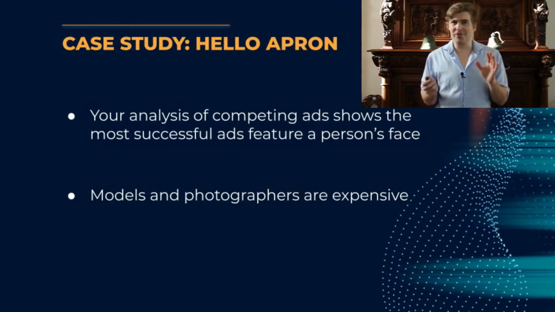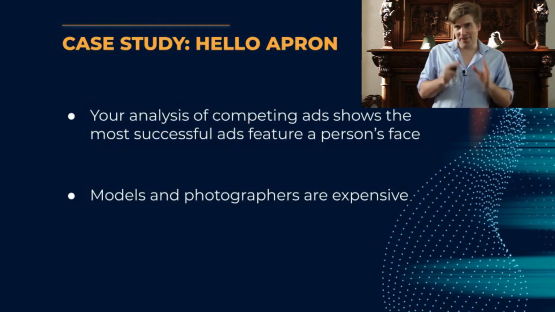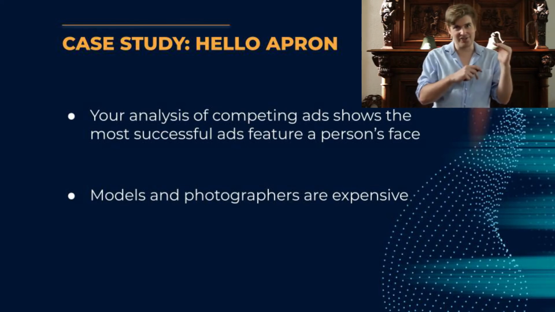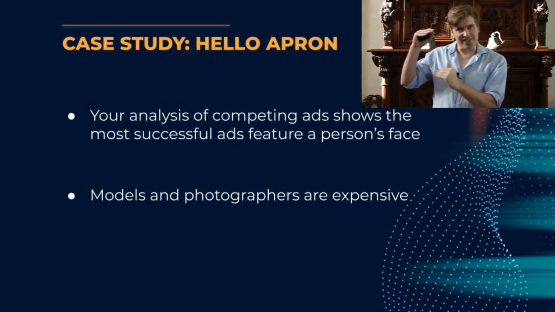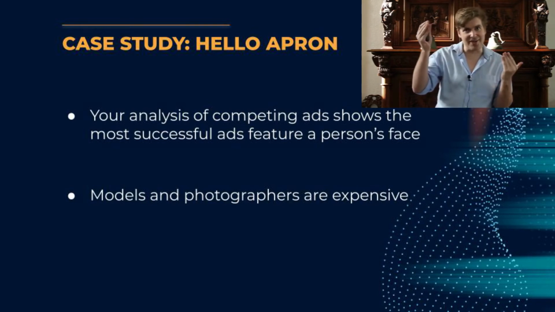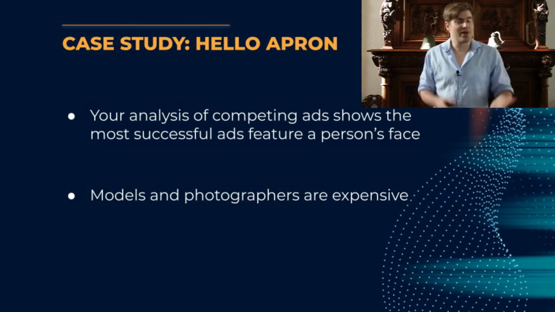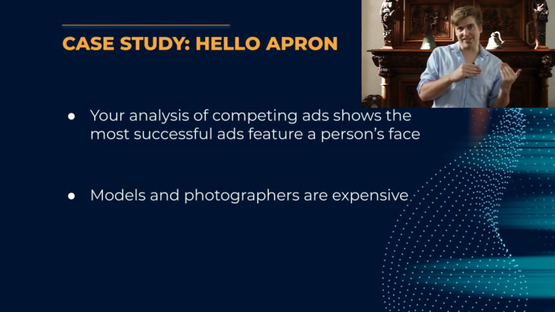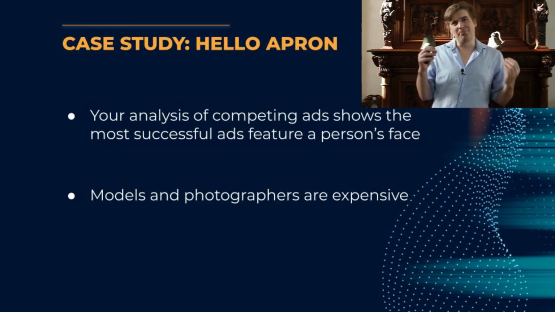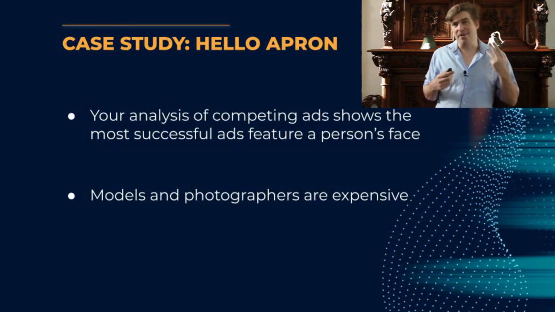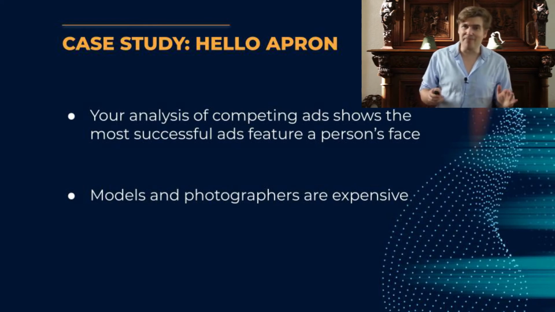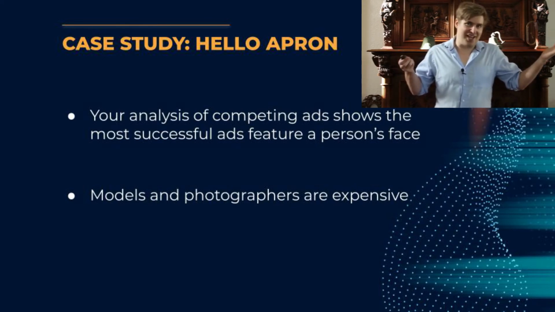I'm working for a company called Hello Apron, and I have analyzed their competitors. I've looked at their competitors' ads, and I find that the competitors' most successful ads in that industry have a person's face, and then they have just like a little tagline. So I decide, okay, that's what I'm going to do. I'm going to have a person's face, and I'm going to have a tagline. The problem is models cost money, photographers cost money, and both take time, and I don't want to do that. So AI to the rescue again.